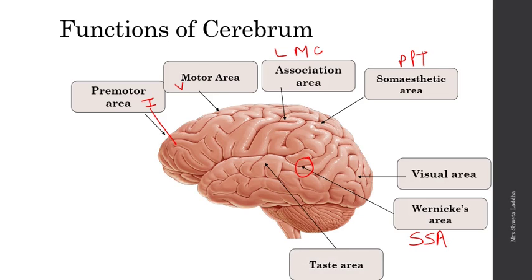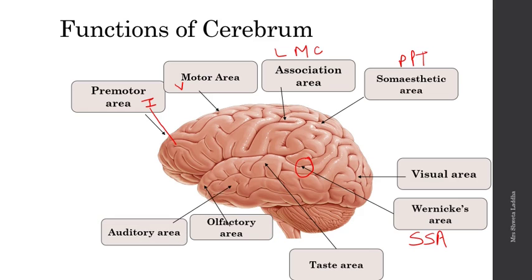The taste area is located on the rim of the temporal and the parietal region. The olfactory region is present in the temporal region. The auditory area is also present in the temporal lobe. Olfactory is related to smelling, and auditory is related to listening.